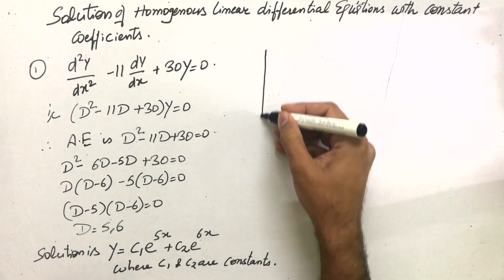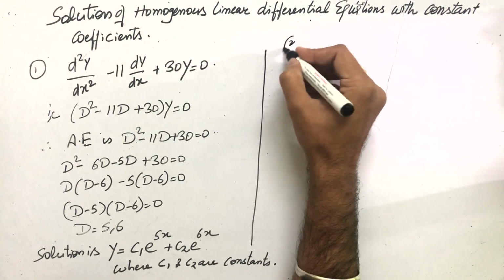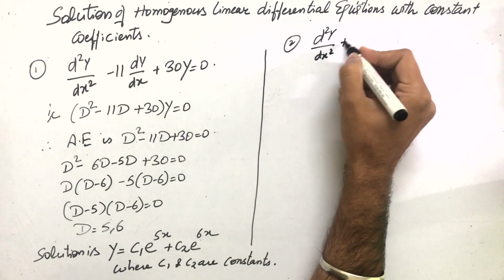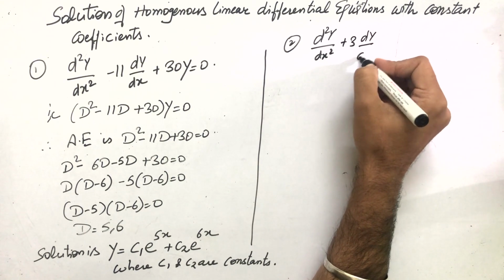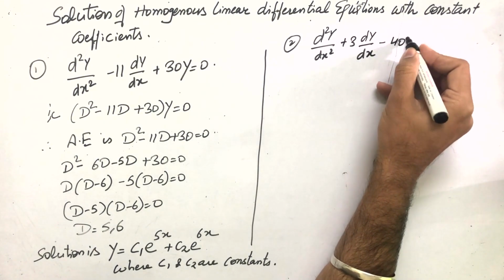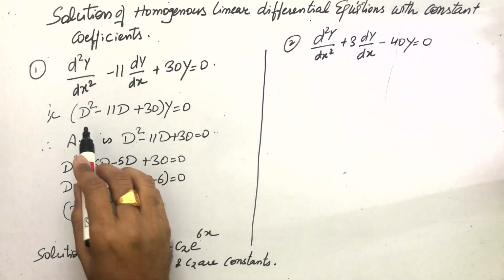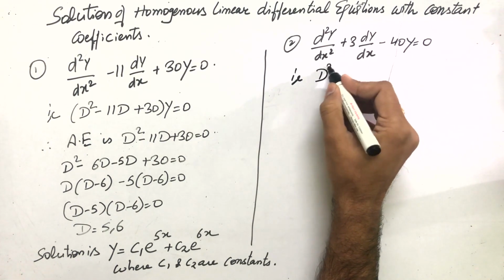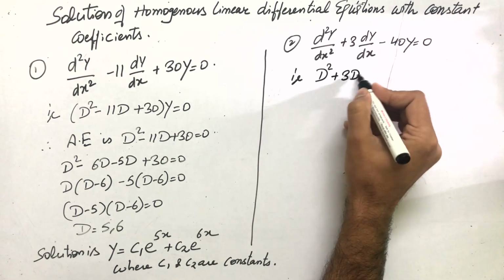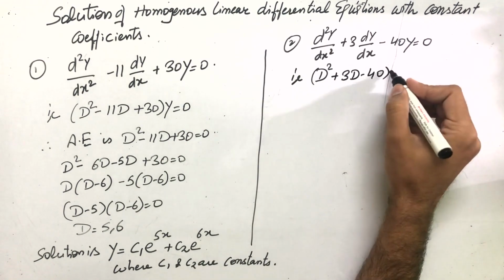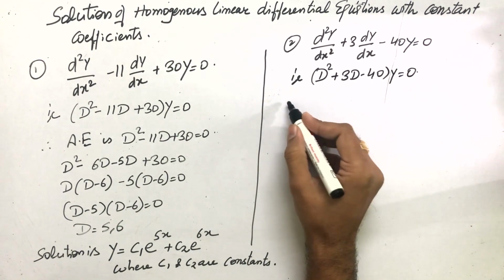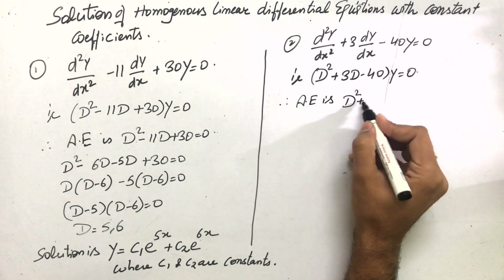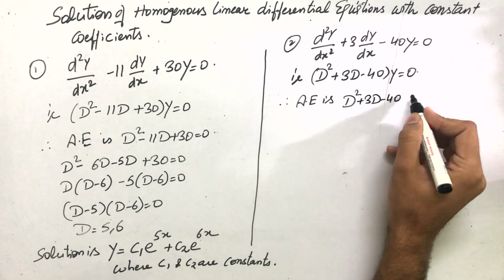Okay, let us have one more numerical. Number 2, let it be d square y upon dx square plus 3 dy upon dx minus 40y. Very easily, as we discussed, we transform this. This may be written as capital D square plus 3D minus 40 times y equal to 0. Therefore, the auxiliary equation is D square plus 3D minus 40 equal to 0.